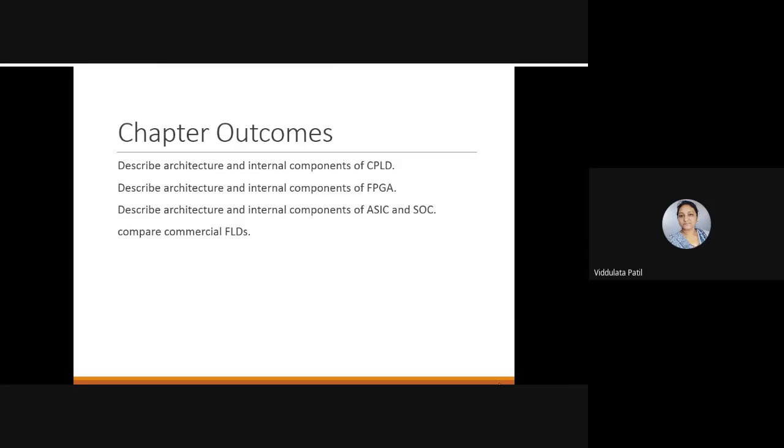Then write down the chapter outcomes. First, describe the architecture and internal components of CPLD.